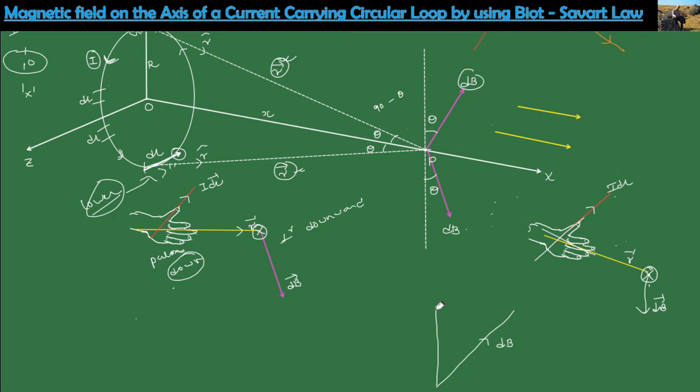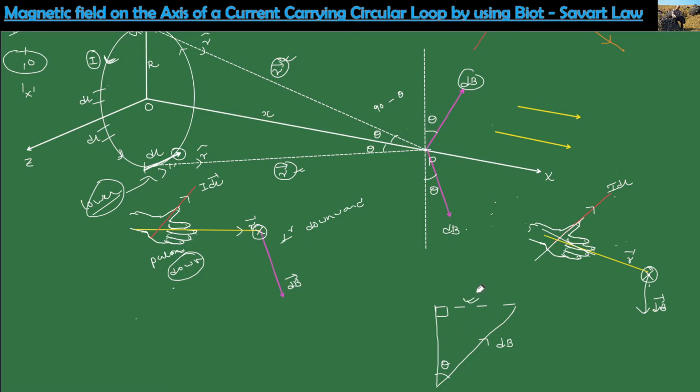So from here, if I try to complete this figure, what will I get? A right angle triangle. And from here, if this is theta, that angle is also theta, and this will be equal to 90°. So this is dB, and I want to find this.